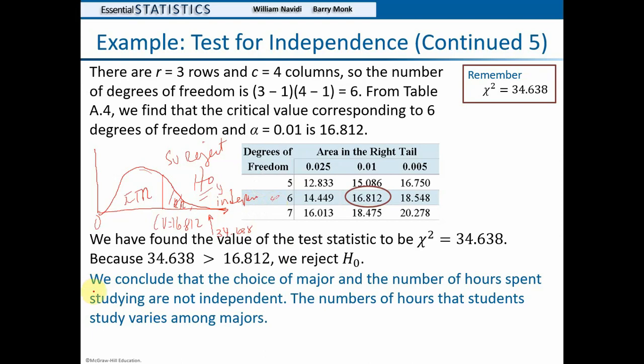Okay. So we conclude that the choice of major and the number of hours spent studying are not independent. In general words, we would say there is sufficient evidence to support the hypothesis that the rows and columns are dependent. Or equivalently, there's sufficient evidence to reject the hypothesis that these are independent.